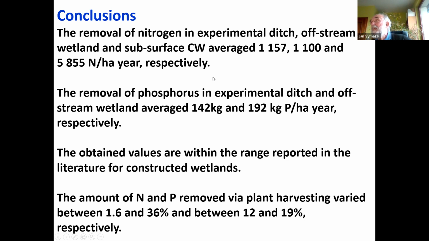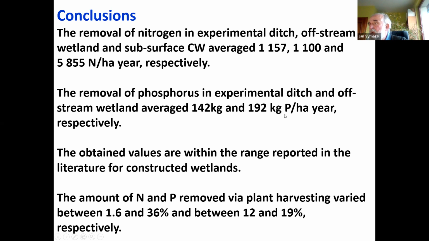So it seems that the subsurface flow constructed wetlands are more effective in removing nitrogen, and that's because the subsurface flow constructed wetlands provide very good conditions for denitrification. Denitrification in the surface flow constructed wetlands is a little bit limited because most of the water column is aerobic, so it's not suitable for denitrification, and denitrification usually occurs at the bottom layer of decaying vegetation.